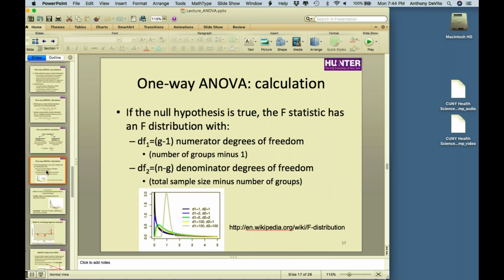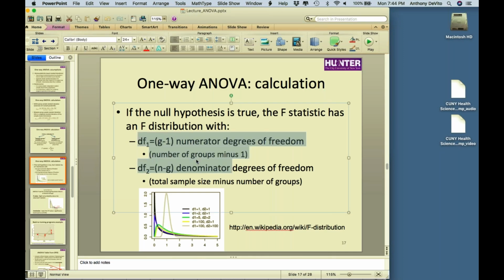Okay, so let's go back and go through this now. If the null hypothesis is true, the F statistic has an F distribution. If you look down here, you see different graphs for different sample sizes, different numbers of groups, different numbers of readings within each group, and so on and so forth.